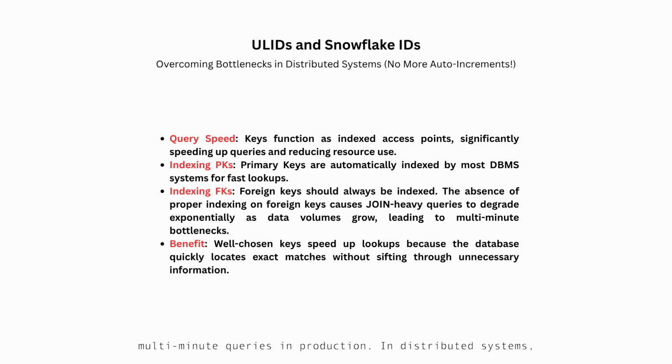In distributed systems, traditional auto-increment keys fail. They depend on a single node. UUIDs solve uniqueness but wreck the index order and storage. Modern architectures use time-ordered IDs like ULID and Snowflake IDs, combining timestamps, machine IDs, and sequences for globally unique and chronologically sorted keys. Such big words. They eliminate bottlenecks, enabling billions of inserts without central coordination.